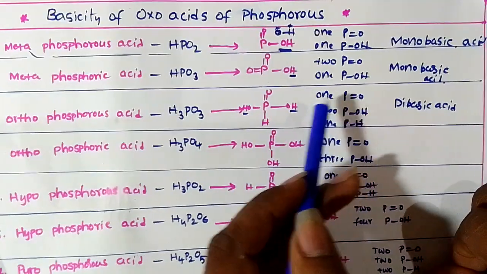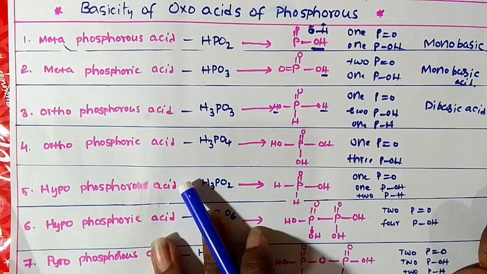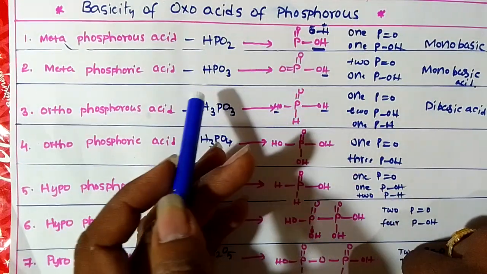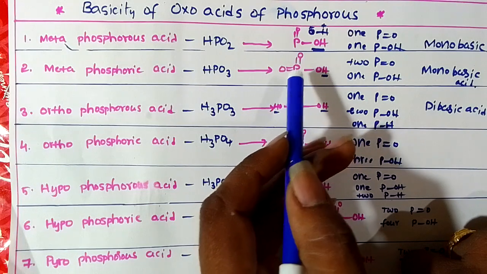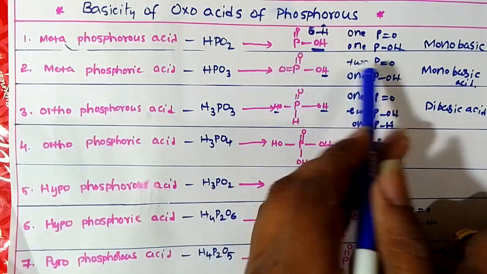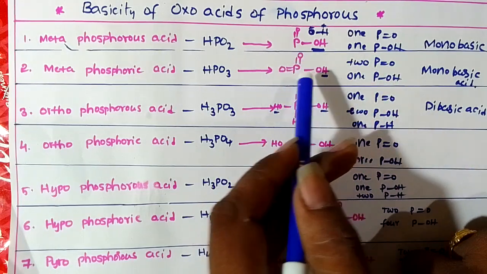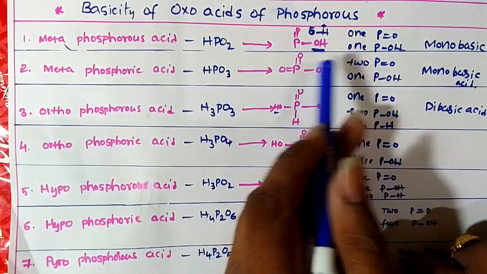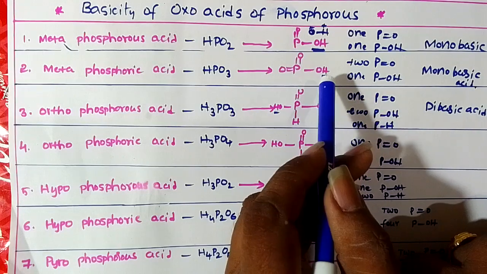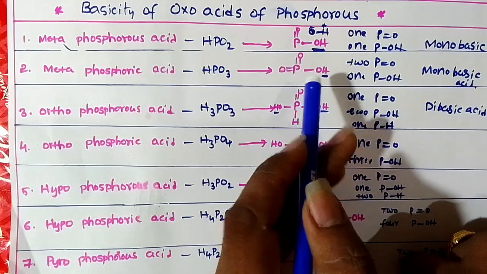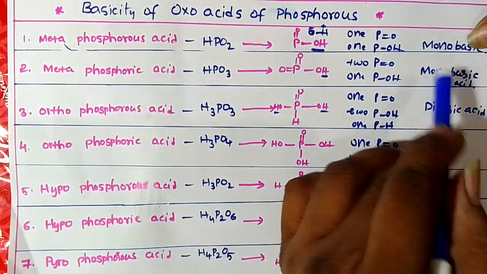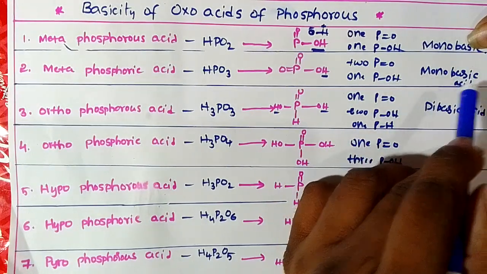Now coming to metaphosphoric acid. The formula is HPO3 and the structure is like this. It contains two P=O groups and one P-OH group. Due to the presence of one P-OH group, it contains one acidic hydrogen. It is ionizable and it can be replaced with a base. That's why it is also called a monobasic acid. The basicity is one.